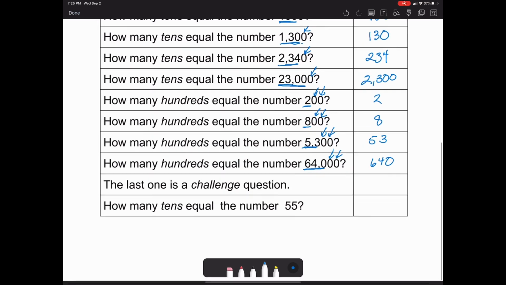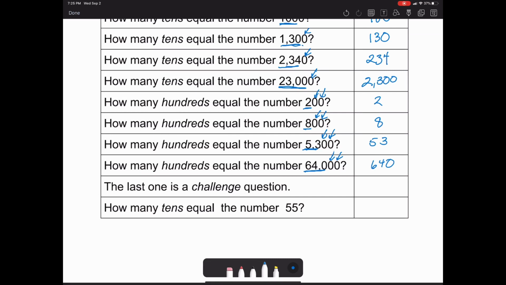And this here is the challenge question, which I'm going to leave for tomorrow. I'm not going to do that one for you. You can think about that one.